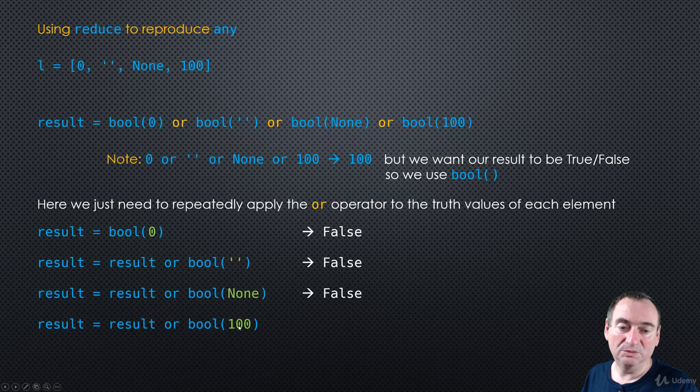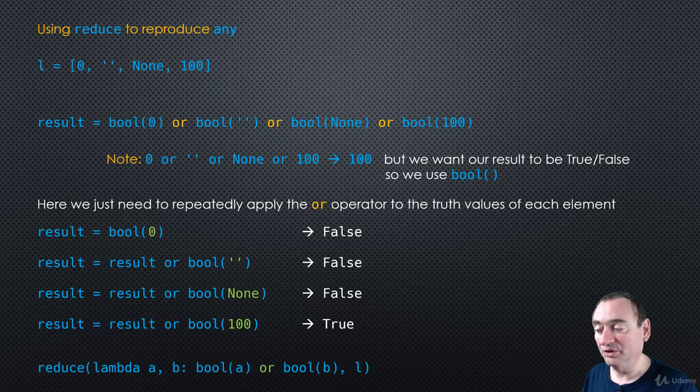And then the last element, when we handle that, we have result equals result or bool of 100. Bool of 100 is true. 100 is truthy. So we have now false or true, so the net effect is that result is now equal to true. And so that's what we return.